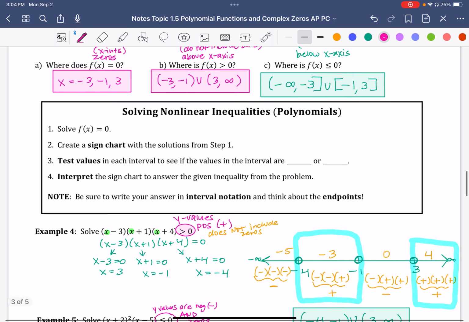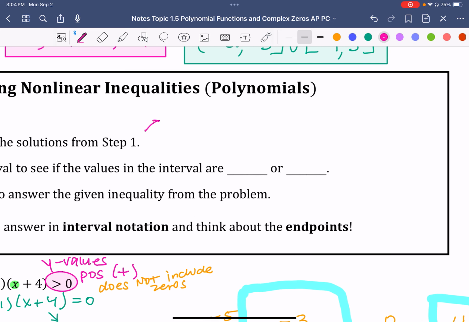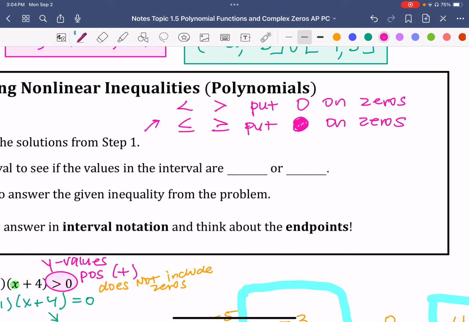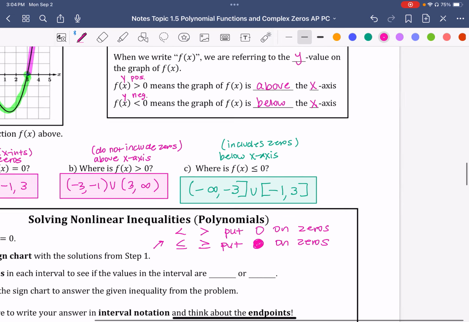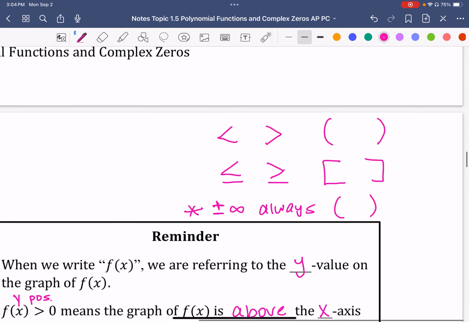Let me make a note of that up here. I want you to put, if it's less than or greater than, an open circle on the zeros, and if it's less than or equal to or greater than or equal to, put a closed circle on the zeros. Okay, and then that'll help remind you, am I going to use parentheses or am I going to use brackets? Because these rules that we wrote up here are still going to apply.